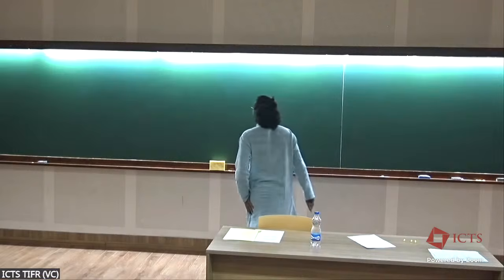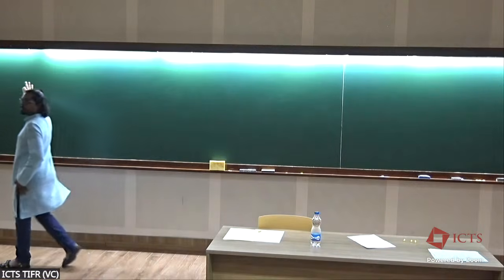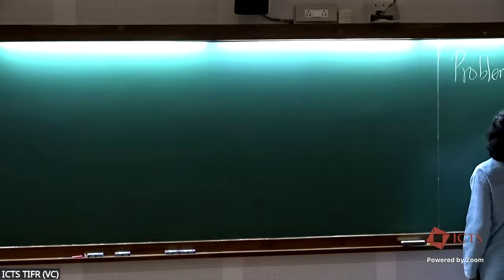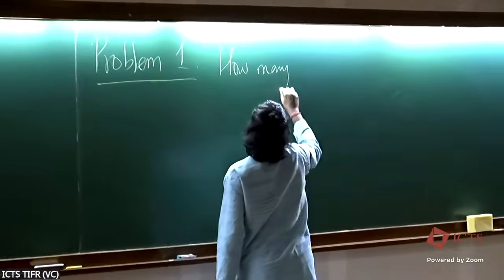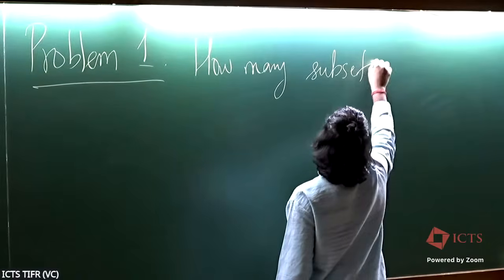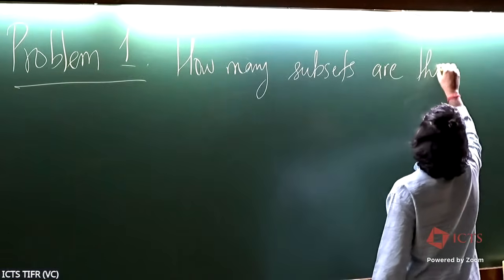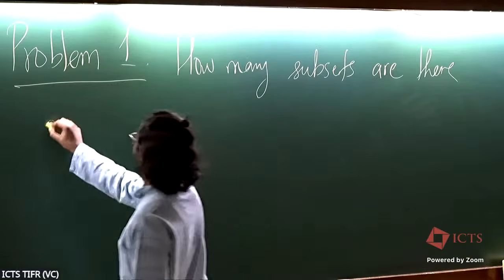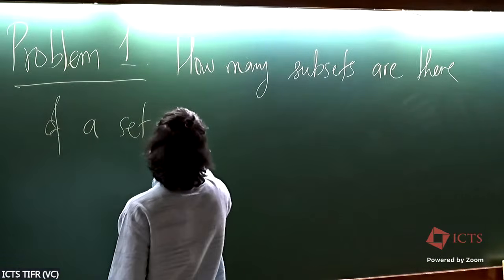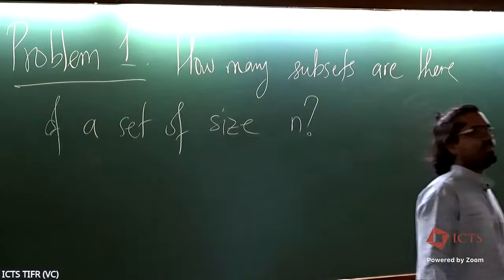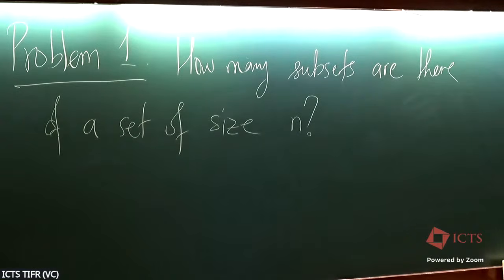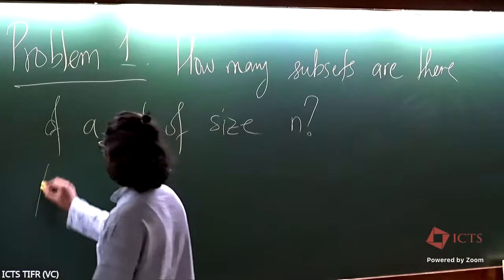So let me start with the first one. Is this board visible to everyone at the back? All right, great. So here's problem one. How many subsets are there of a set of size n? Two to the power n. Okay, brilliant. So the answer is clear. How did you count this?